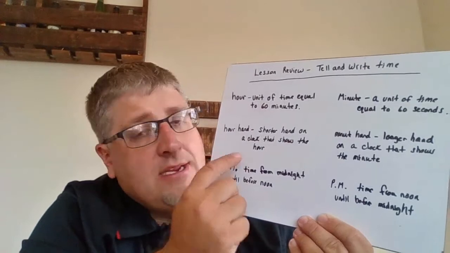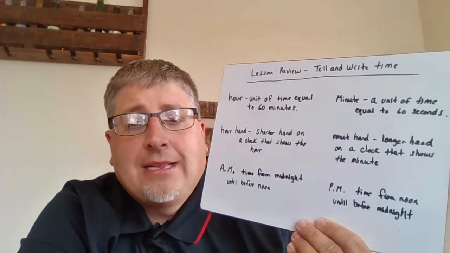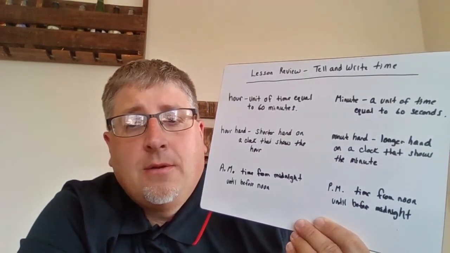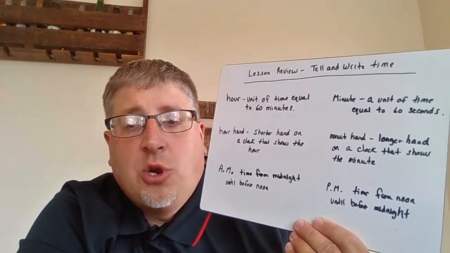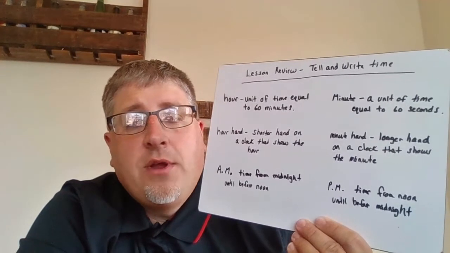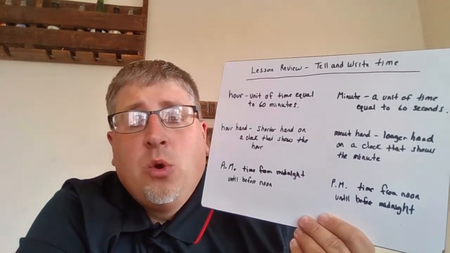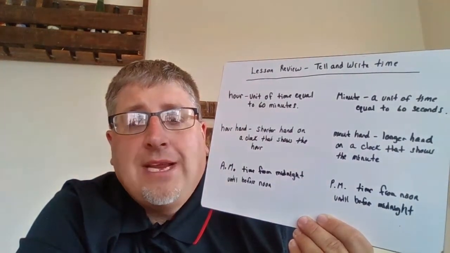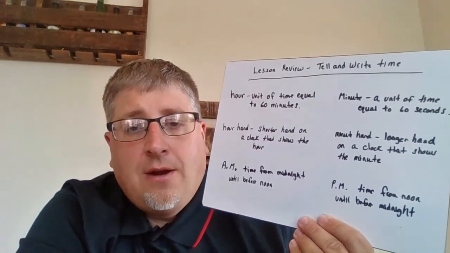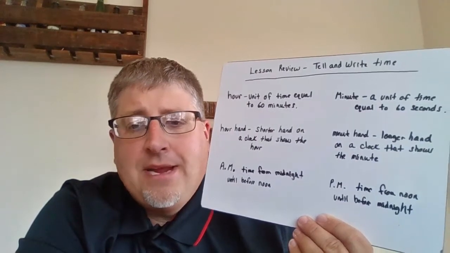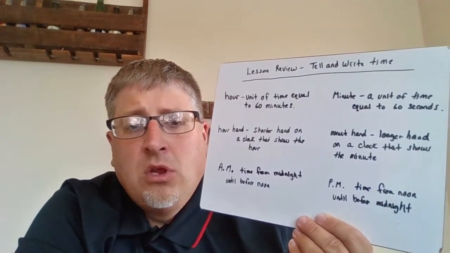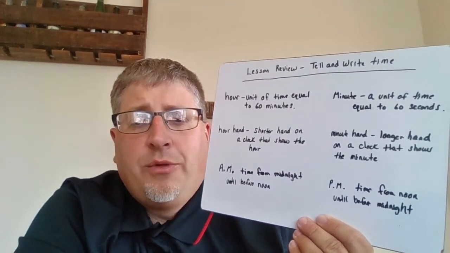The hour hand is the shorter hand on the clock that shows what the hour is. Okay? And the minute hand is the longer hand on a clock that shows what the minute is. So if we are looking at an analog clock, we can understand what those hands are telling us. All right, and I'm going to show you a clock in a few minutes here that I have drawn. That'll just kind of be a basic picture for us as we go through here.